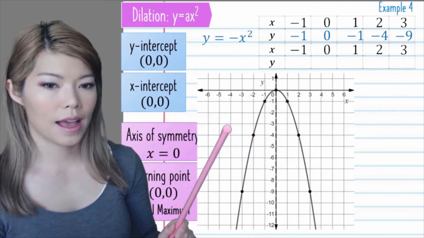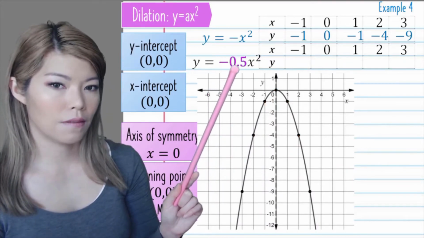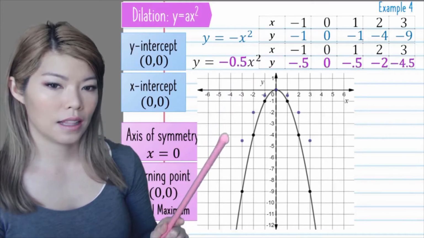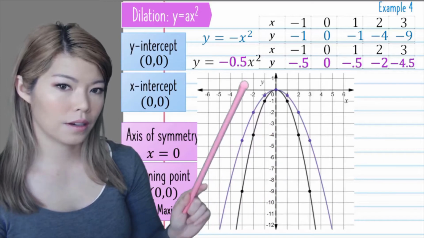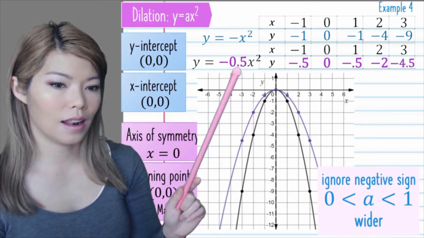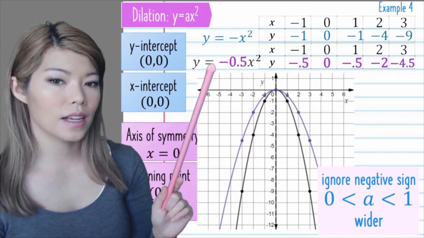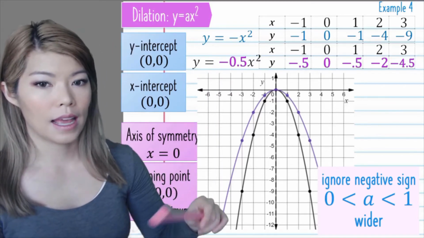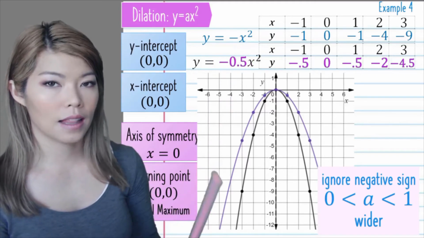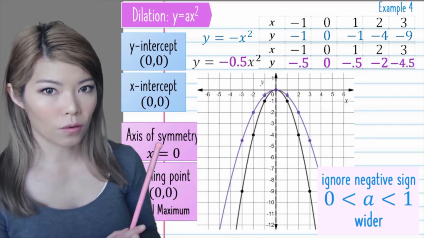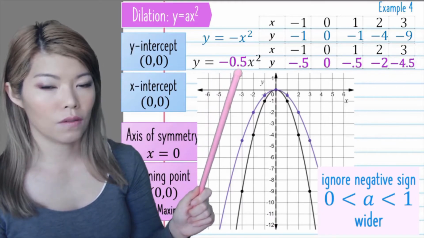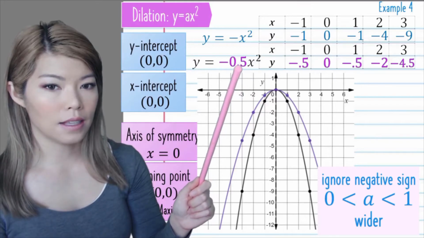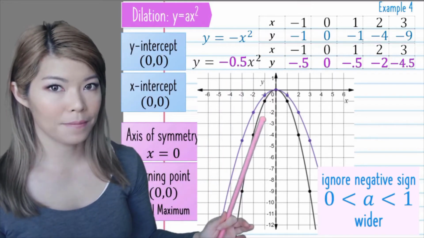Whereas if we had, for instance, a negative 0.5, again, we don't look at the negative, and we can see that this graph will be wider because the value a is less than 1. So we always ignore the negative. The negative makes the graph flip downwards, and the value in front of x is telling us whether it's wider or narrower. So if the value is 3 or 4 or 5, we can see that it becomes narrower. If the value is less than 1, it becomes wider.